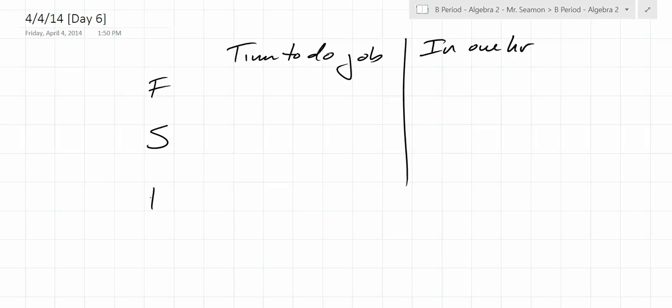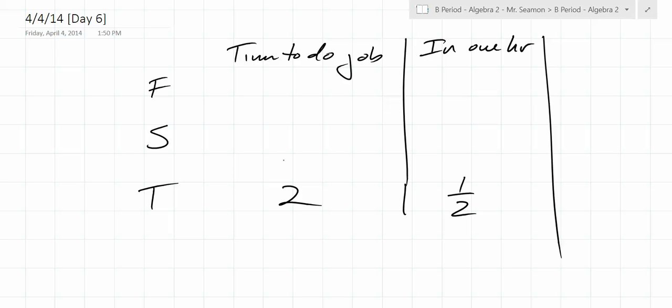So time to do the job, and this is together. How long does it take them to do it together? 2 hours, right? So in 1 hour, how much of the job do they do? 1/2. This is in line with the chart we did yesterday and the day before. I like this better. This is better than what the book was putting out there.